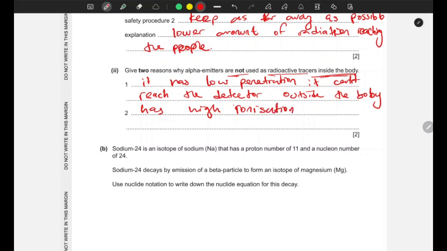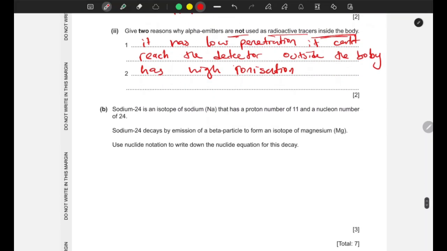It's actually the particle with the highest ionization from the three of them, the alpha, the beta, and the gamma. This one is the one with the highest ionization. So that would be very dangerous to use inside the body.